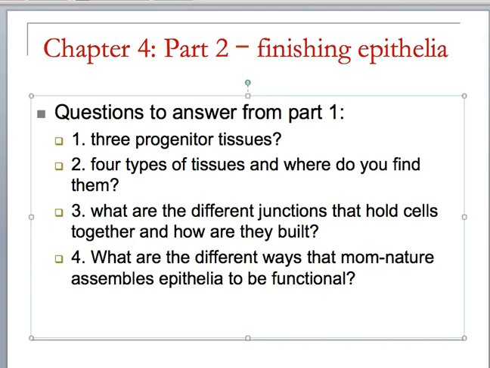So you've read the book, you watched my last video, you're going to see that I have a series of questions for you here. There's only 4 of them, but these represent what I think are really important ideas. So before we finish up the epithelial stuff, let's think about going backwards. What does it mean?